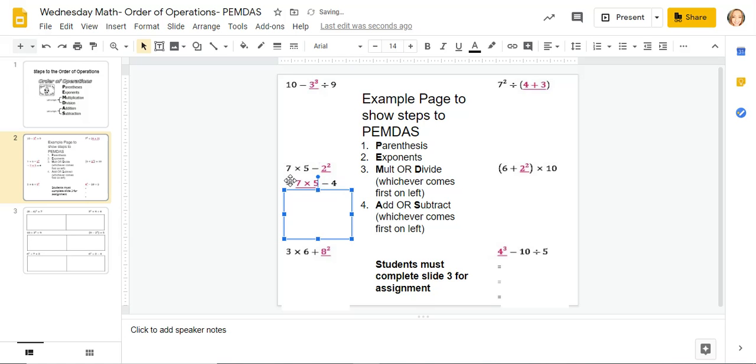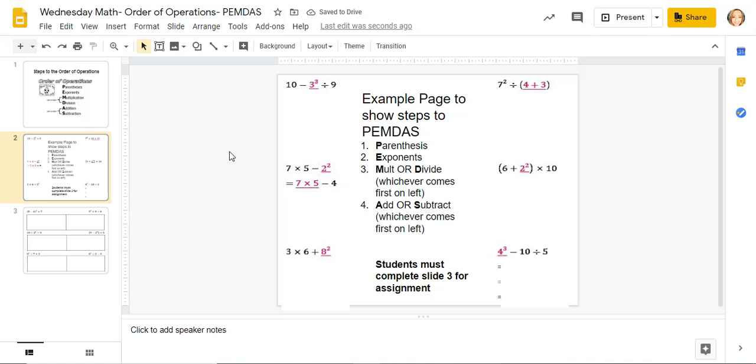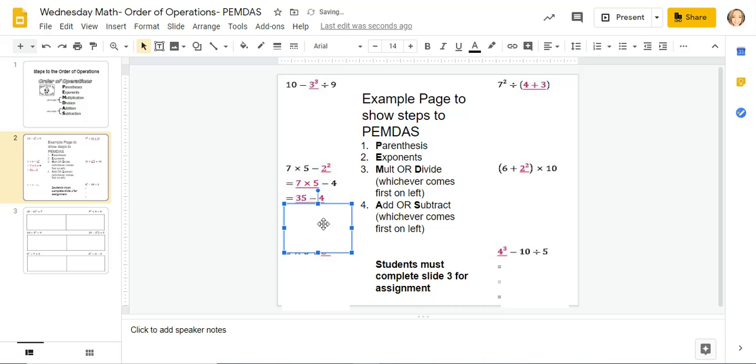Okay, and now we need to do the next one. So we're still left with multiplying or subtracting. Which one do we do first, guys? Right, step 3 is multiplying. So we're going to multiply. 7 times 5 is 35. 35 minus 4, is that my last operation? Yep, 35 minus 4, and you should know your answer is 31. So these are examples for you.